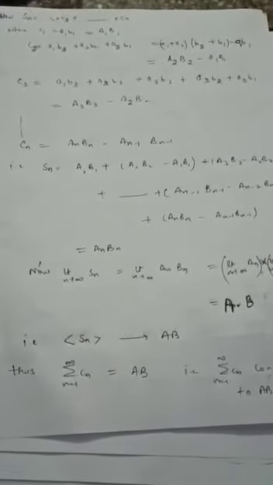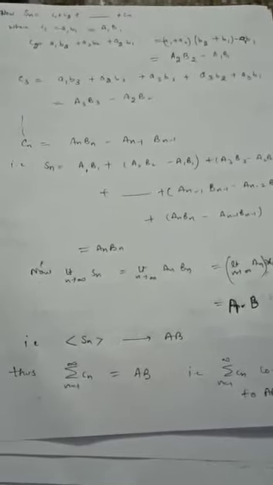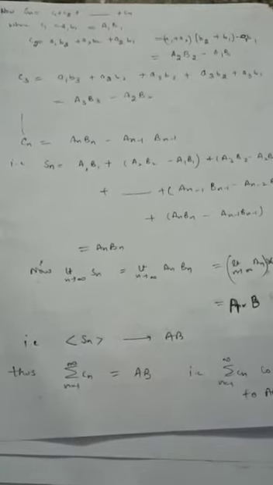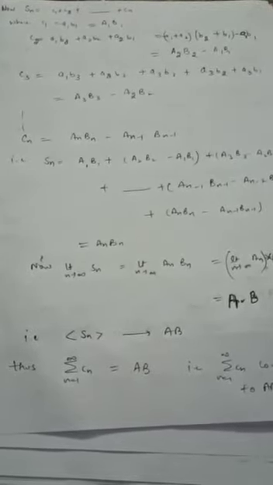Now Sn means c1 plus c2 plus c3 up to cn. That means Sn is the sequence of nth partial sums of the series summation cn, where c1 is a1 b1, and a1 b1 can say capital A1 into B1, and c2 is a1 b2 plus a2 b2 plus a2 b1. Then it can be written as A2 into B2 minus a1 b1.